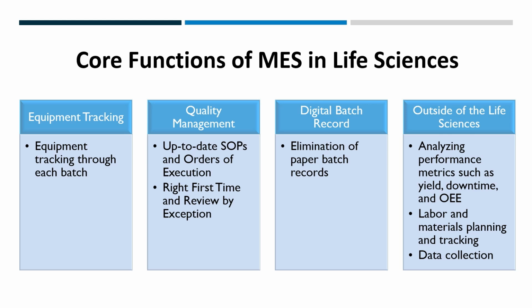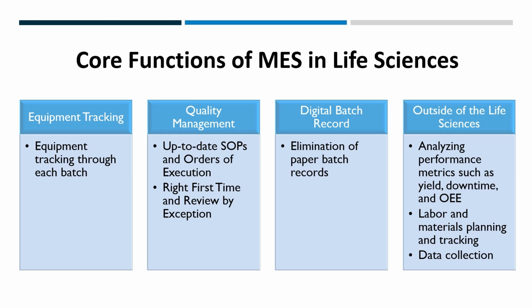In life sciences, as I said earlier, one of the biggest things that you do with an MES is eliminate your paper batch record. You also include up to date SOPs and orders of execution in the system so that no one makes common mistakes as a result of using the wrong version of an SOP or skipping a step. It also allows for right first time, or RFT. RFT is simply a measurement of how efficient and accurate your process is by determining what percentage of your product is correctly delivered without any defects the first time that it's produced.